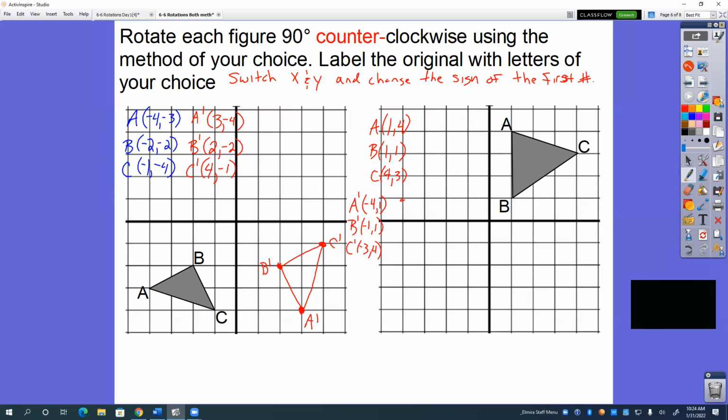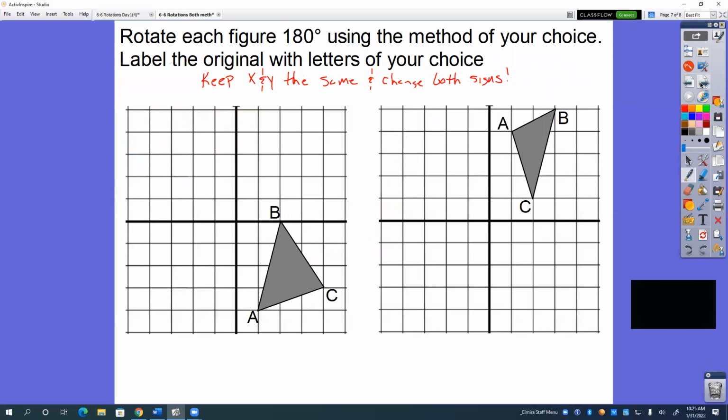Okay, so -4, +1 is A prime, -1, +1 is B prime, and -1, 2, 3, 4 is C prime. Okay, so again, all I'm doing right now is showing you examples of method 2, writing the rules and doing the rotations. Okay, and last but not least, for rotations of 180 degrees, you keep the coordinates the same, keep X and Y in the same spot, but just change both signs.